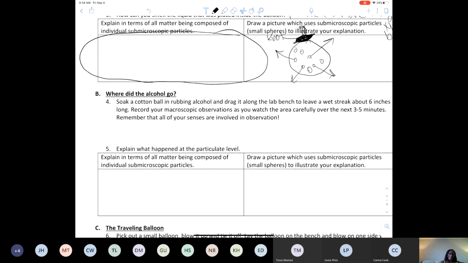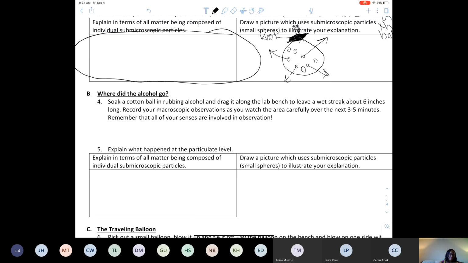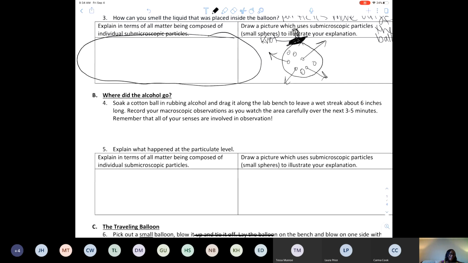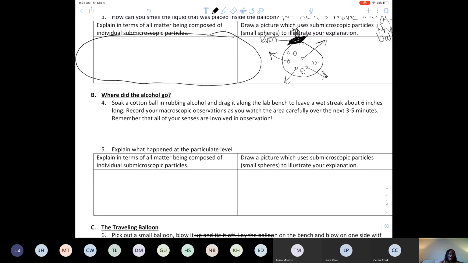Part B is a very short video. So basically, I soaked a cotton ball in rubbing alcohol. And I drug that cotton ball soaked with alcohol across the lab bench. It left a wet streak. And so you are just to record your observations as you watch the area on the lab bench that I streaked with the alcohol. And so for question 4, write down what you observe, what you see in the video.